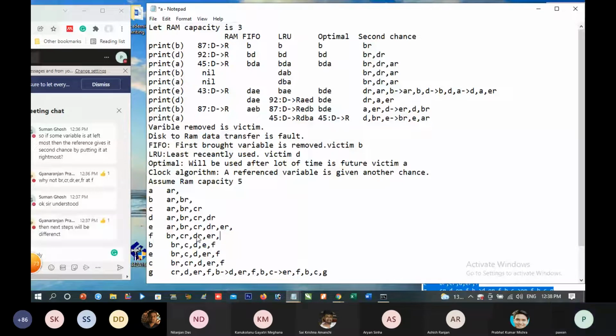Now, we shall try to remove B, but B is referenced, so it will be given another chance. CR, DR, FR, AB.